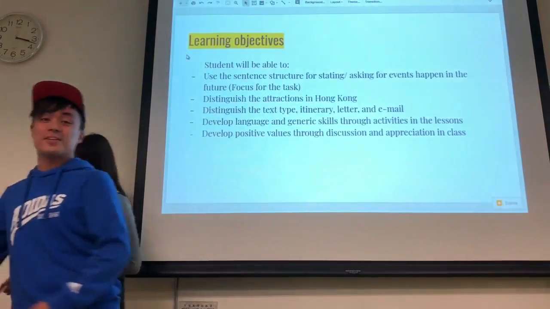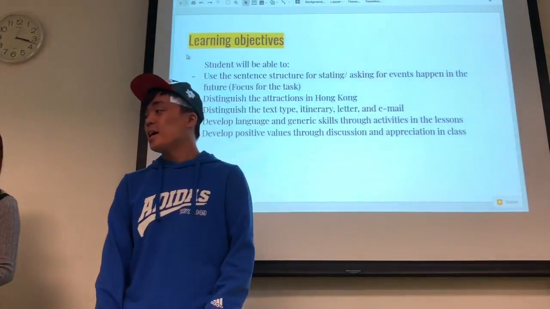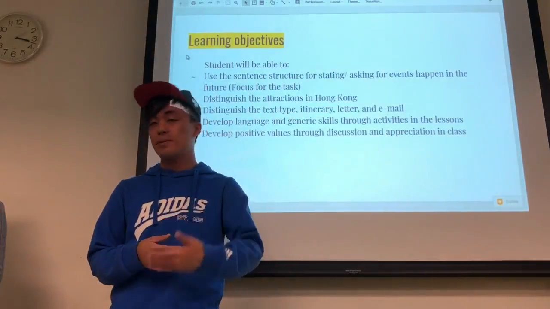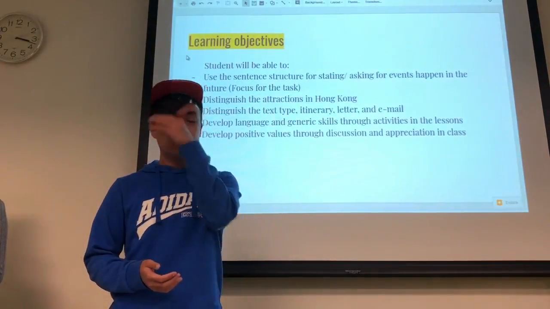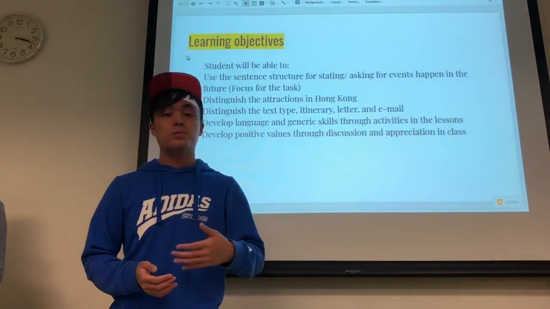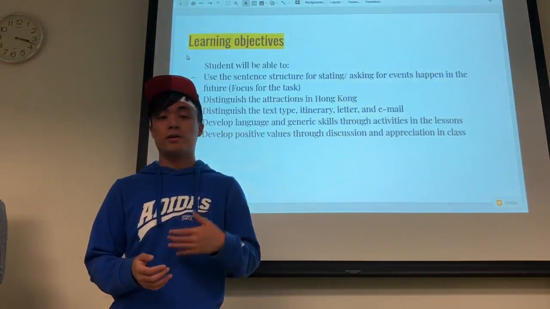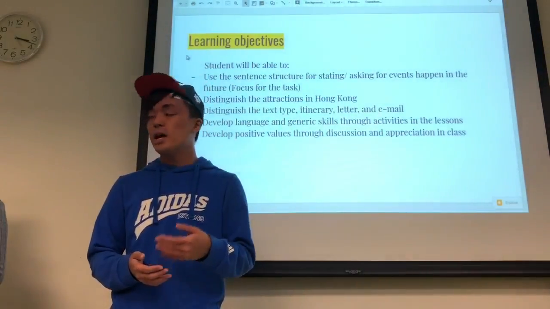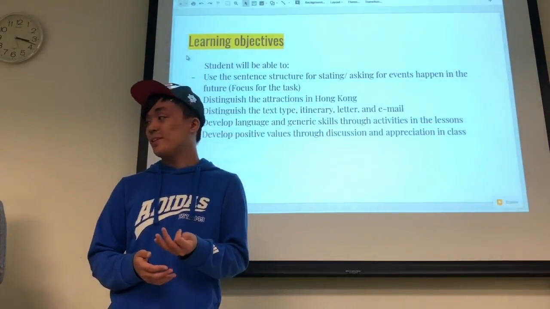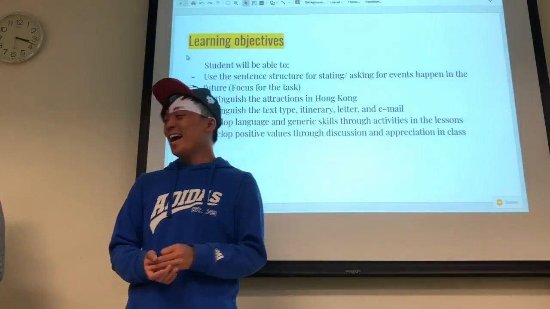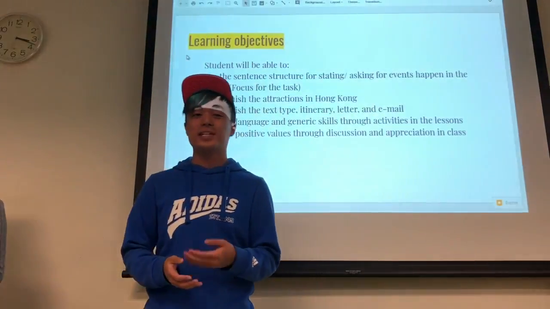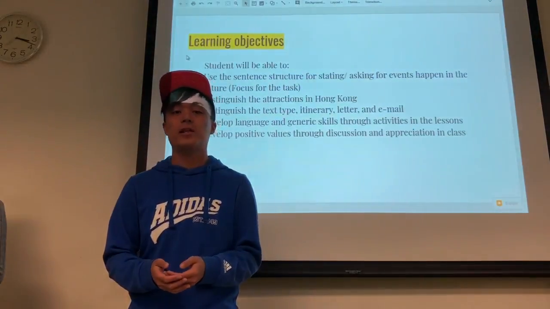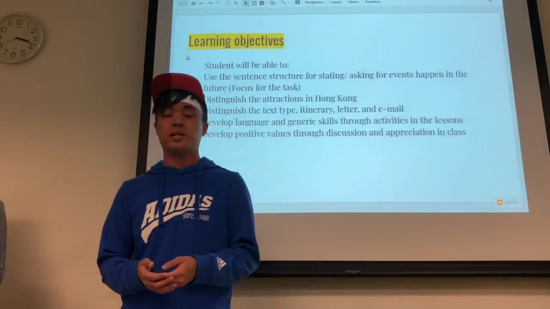So for the learning objectives of these lessons, a student will be able to use different sentence structures for stating and asking for events that happen in the future, and they can distinguish attractions in Hong Kong. Because we will teach some attractions of Hong Kong in the lessons, the third objective is to distinguish the text types between itinerary, diary entry, letter, and email. And the fourth objective is to develop language and generic skills throughout the activities in the lesson. And the last one is to develop positive values through different discussion and appreciation in class.